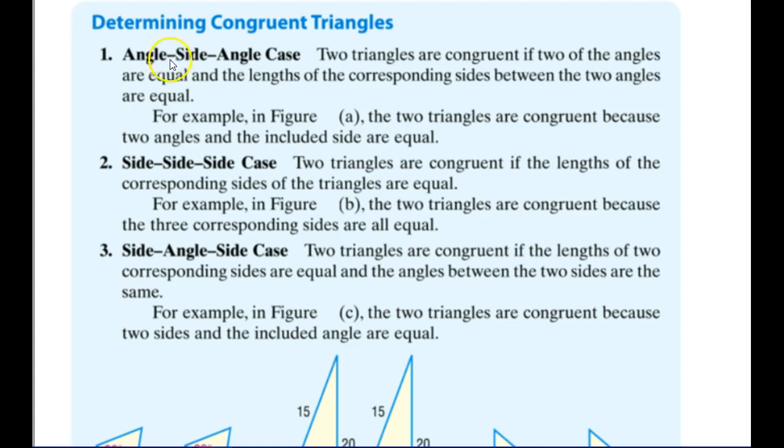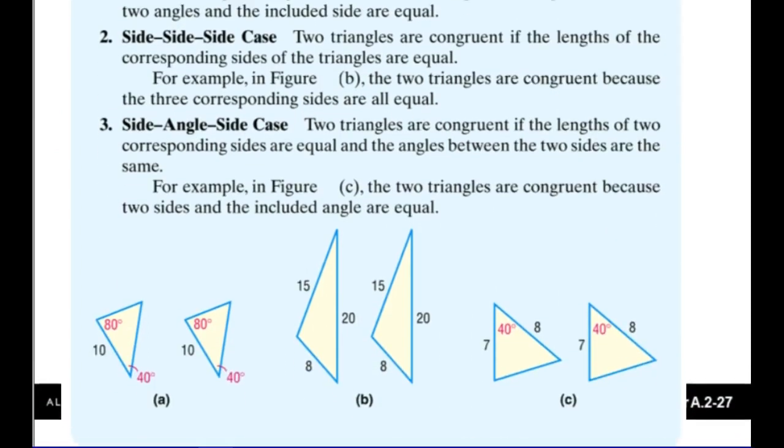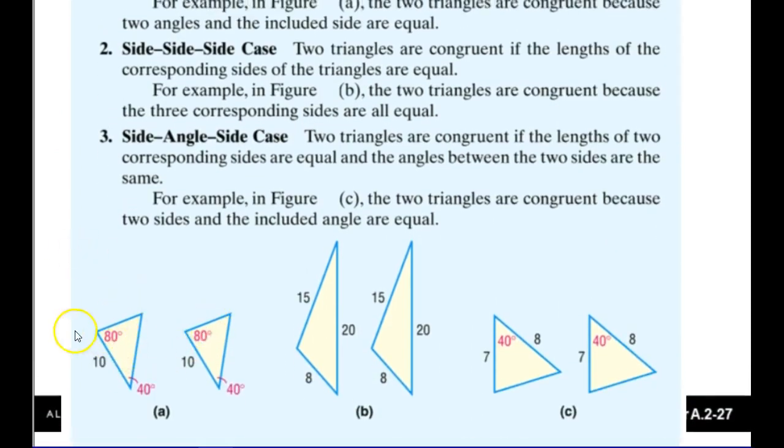To determine if triangles are congruent, I can use my angle side angle case, and those are shown down here, right? So I see I have angles that are the same, the sides that are the same, and then the next angle. When I'm looking at these, I always start at one corner and work my way around in a circle to know I have the right order.